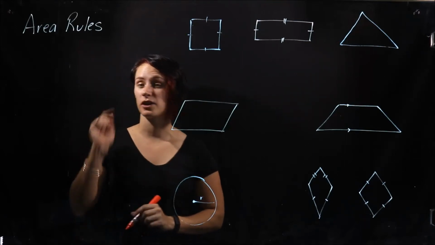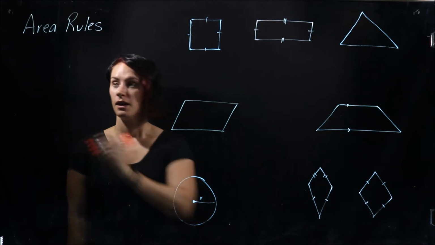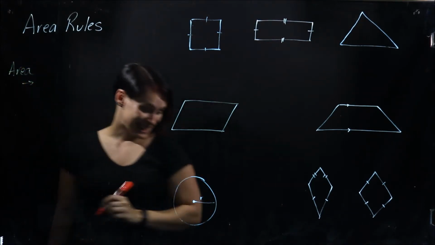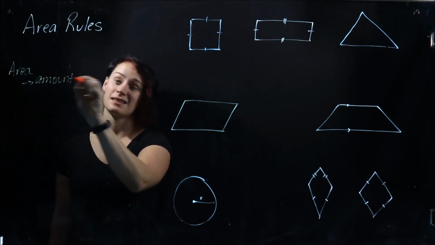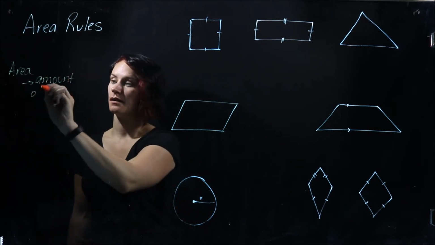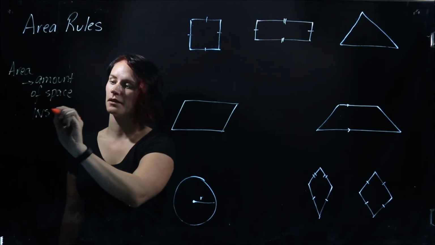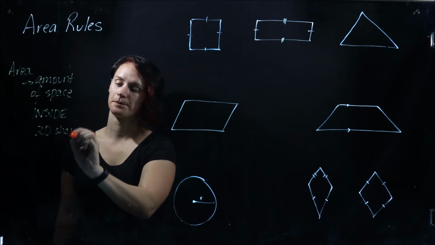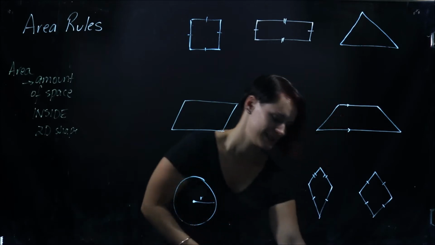Alright, in this lesson what we're going to do is look at some area rules. Some of them will be familiar to you, some of them might be new. And if we're talking about area, we're talking about the amount of space taken up on the inside of a 2D shape. Right, amount of space inside the 2D shape.